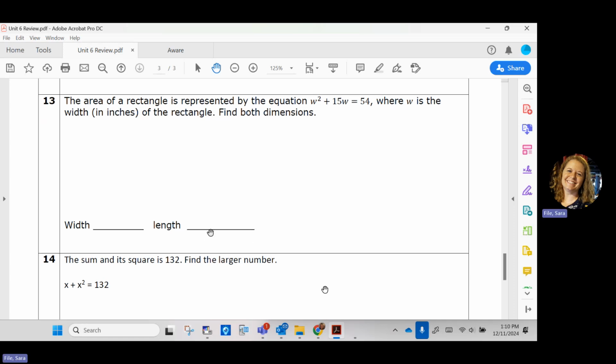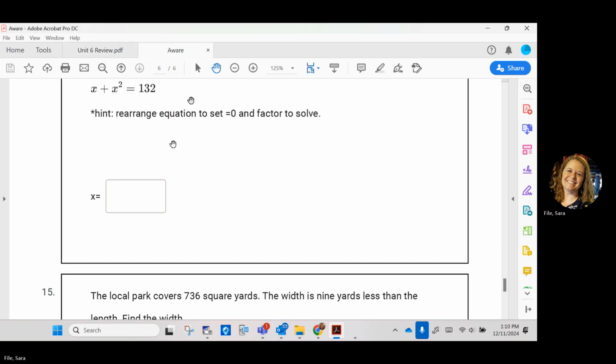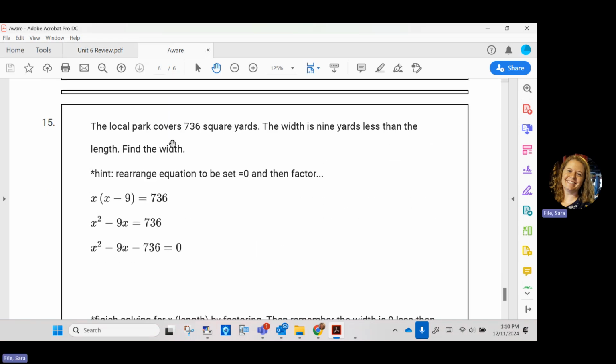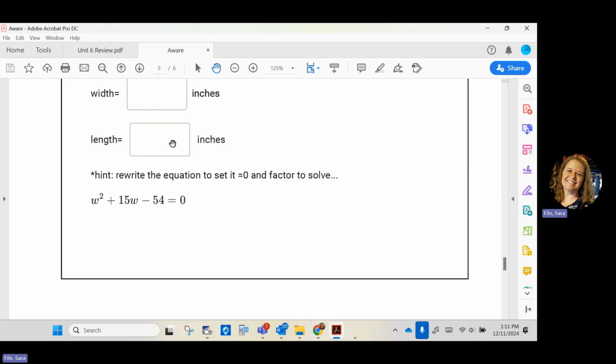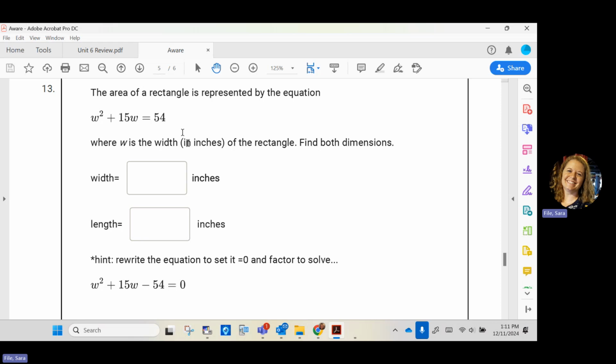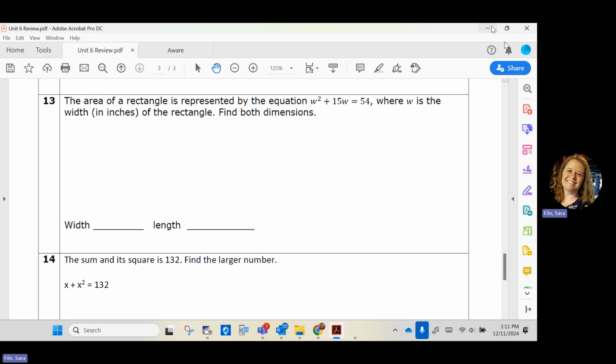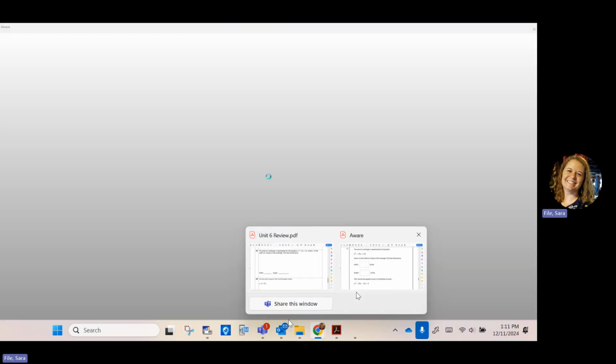Now, since we get Desmos, this is going to look a little different. And just so you know, in the aware version of these, I did put some extra steps or hints for those word problems. This is what it looks like in aware. When you go to submit your answers, I give you the hint to rewrite this equation so that it's set equal to 0. So it would look like this. Okay, and then you could factor and solve it. But since we get Desmos, we don't even have to factor and solve it.